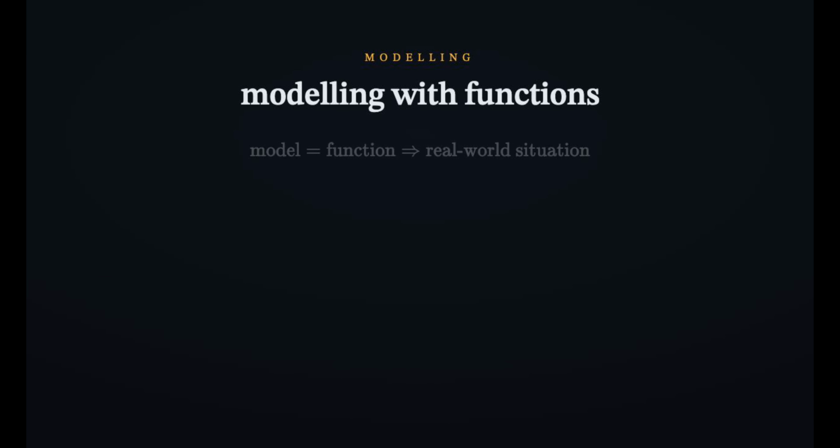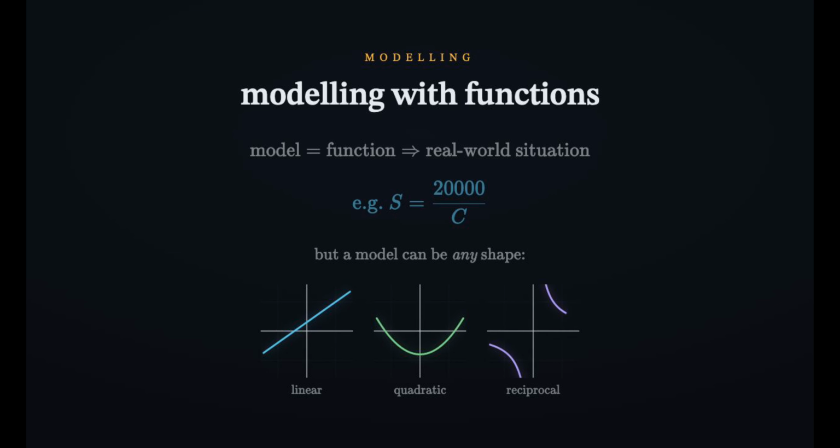Speaking of modeling, let's look at modeling with functions. A model is just a function that describes a real-world situation, just like the S equals 20,000 over C relationship. We had that model's cost and number of sales. But models don't have to be reciprocal functions, they can be anything. Let's look at another common model.